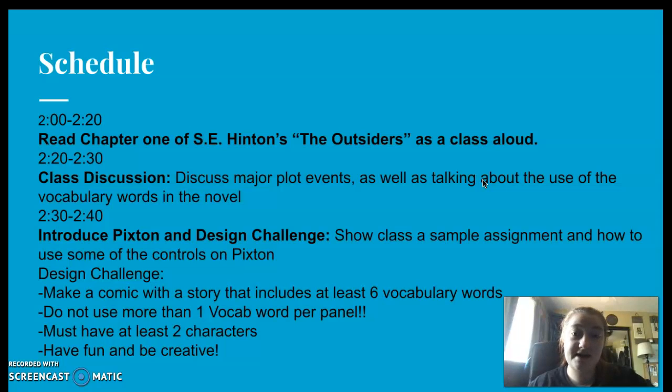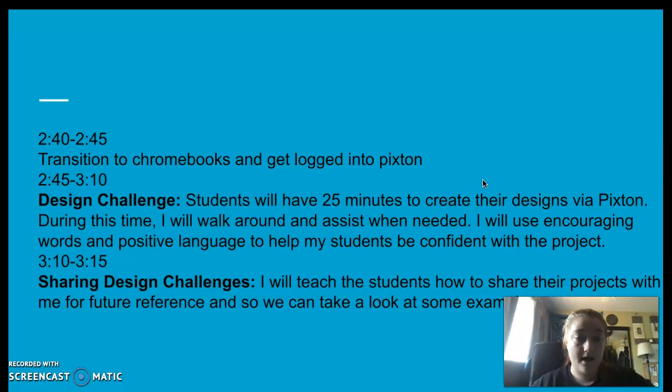And I want them to have fun and be creative. The Pixton story can take place wherever they want it to be with whatever characters they want, as long as it covers 6 of those vocabulary words. And then we're going to transition into the Chromebooks or whatever technology that they have and get logged into their Pixton accounts. And then for the design challenge, they're going to have around 25 minutes to create their comics. I think that's plenty of time.